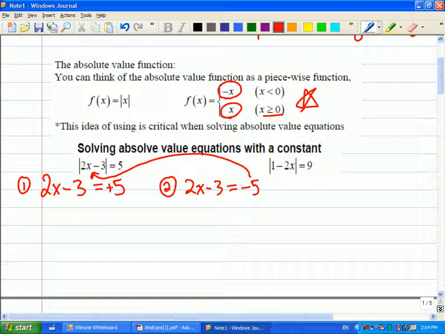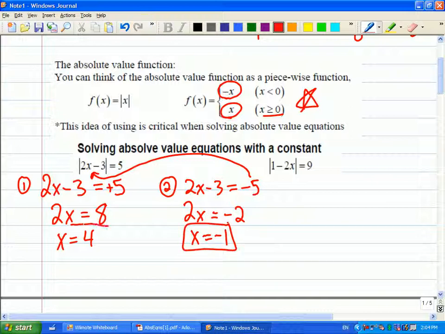Okay, so this is how you're going to break up your equations. The first type is one positive, one negative. That means for this answer, I get one solution of x equals 4. And for the other one, I get a solution which says, let's see here, 2x equals negative 2, so x equals negative 1. So there are two possible solutions here, negative 1 and positive 4. Okay? So, your turn now.